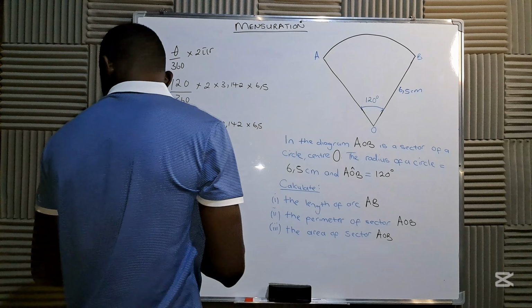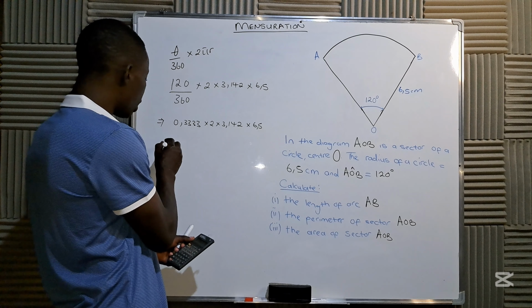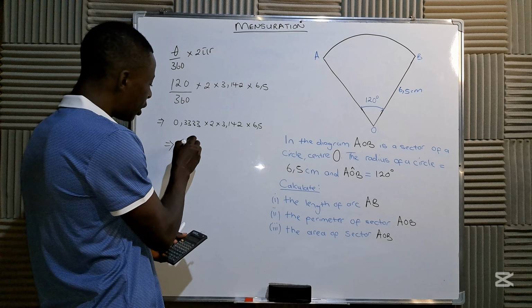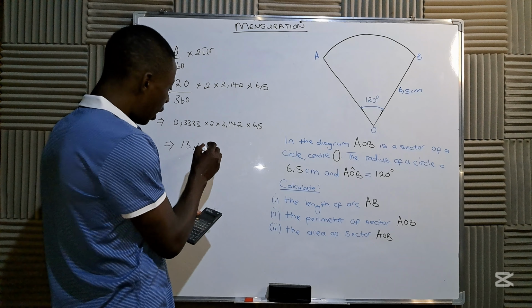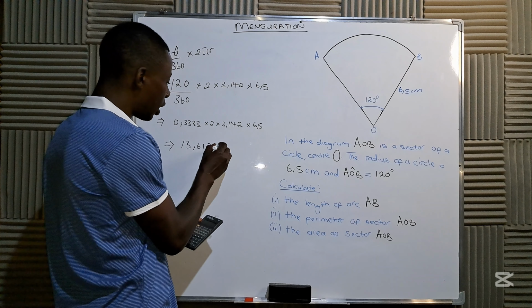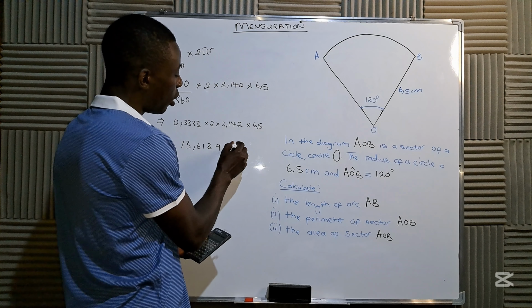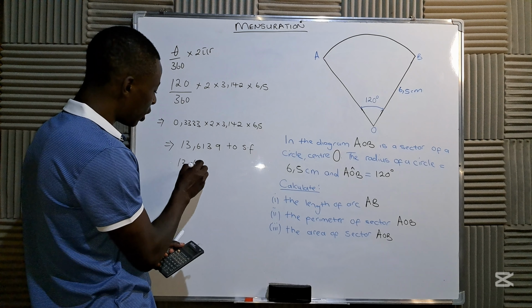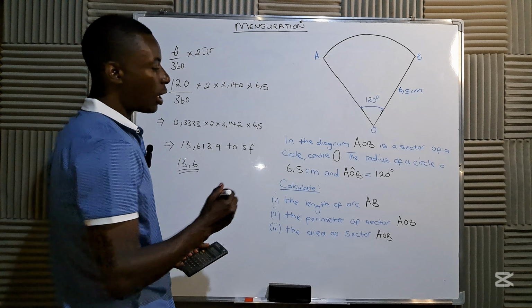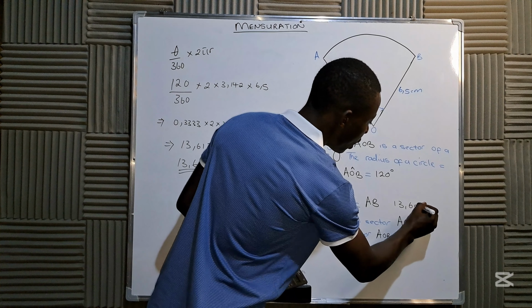So let us punch this on the calculator. So all this we get 13.6139. So let us round this to 3 significant figures. So it becomes 13.6. So this is our answer. Let me write down here 13.6 centimeters.